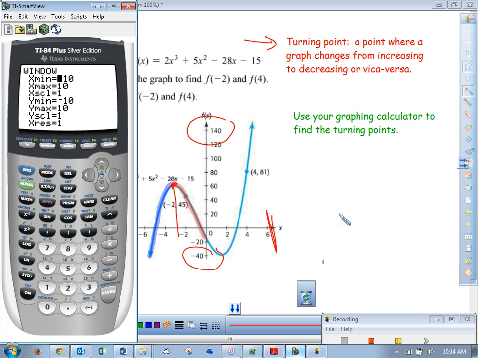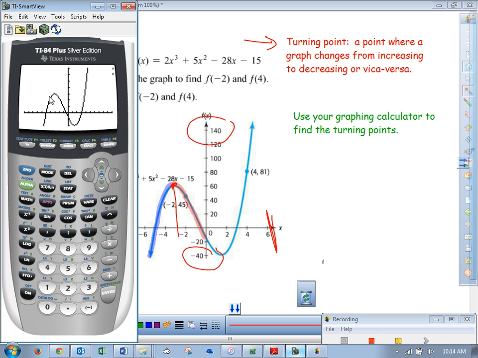But the Y's, you need to change. So I'm going to set my Y scale. The Y minimum was at negative 40. Y max is at 140. And I'm going to change the scale. Instead of counting by ones, I'm going to make it count by 20s, just like that graph is. That's what Y scale is right there, counting by 20s. Then I hit graph. Should look the same, better look the same.